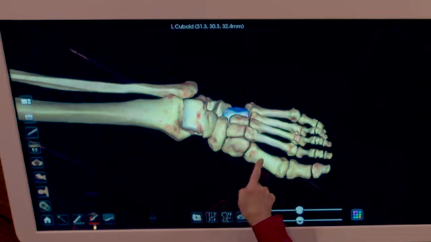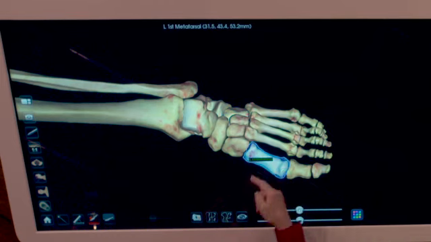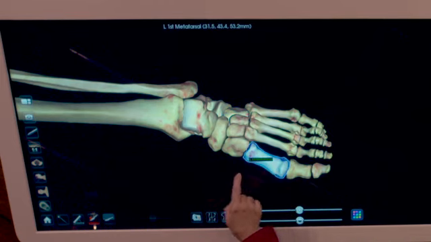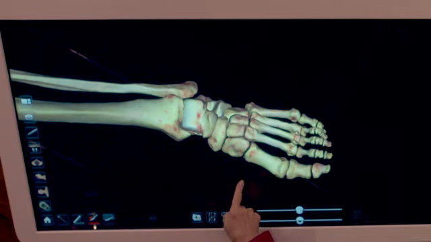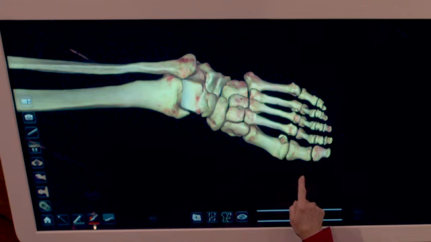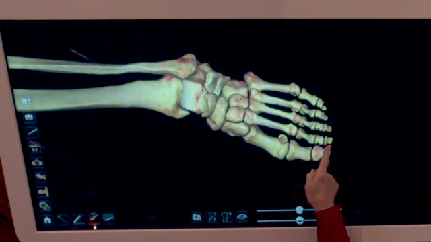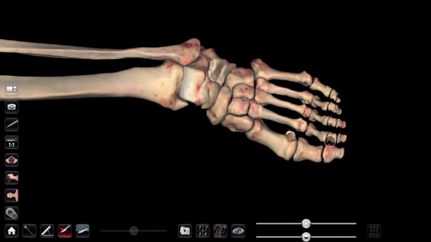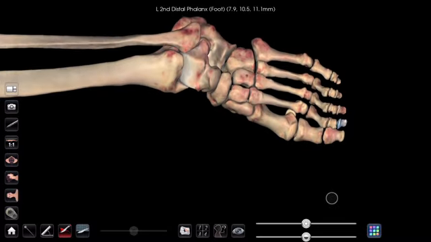The metatarsals, 1st through 5th, Roman numerals typically designate them. There's a base, a shaft, and a head on each. The big toe has 2 phalanges, a proximal and a distal, while each of the other toes has a proximal, a middle, and a distal phalanx.